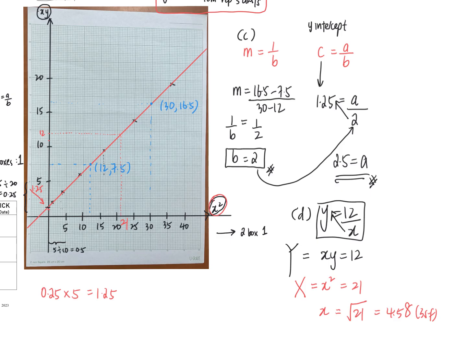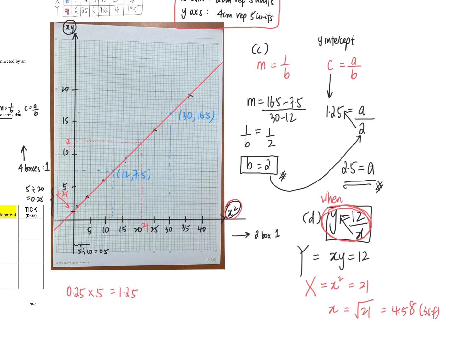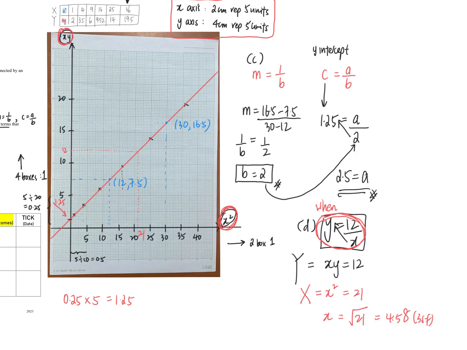Part D. They say when y is equal to 12 over x, but if you look at my x-axis and my y-axis, I don't have a y value. I must relate to either my x-axis or my y-axis. So by looking at this, I know they want me to cross multiply. That means xy takes the value of 12. So xy is from my y-axis.